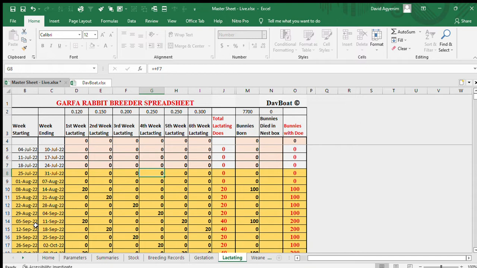So we are starting with the spreadsheet actually. This is a detailed explanation of how the spreadsheet works, how you use it to manage your farm and see happenings and projections of your farm. This is the lactating or breastfeeding stage sheet. Remember the previous video about the pregnancy stage.